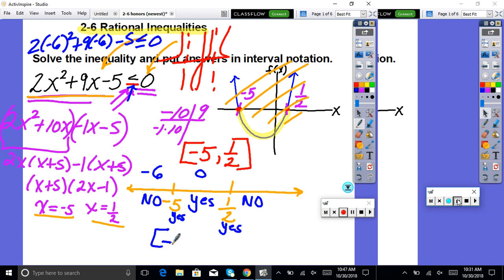So from negative 5 up to a half is where it said yes. Easy, right? Just testing values. So we're going to do it by that method.